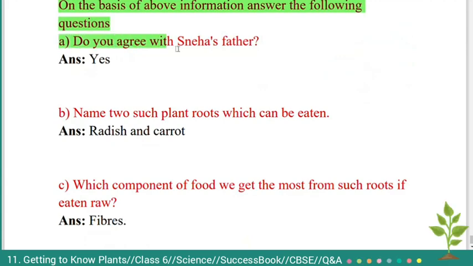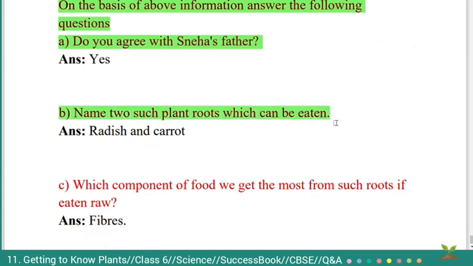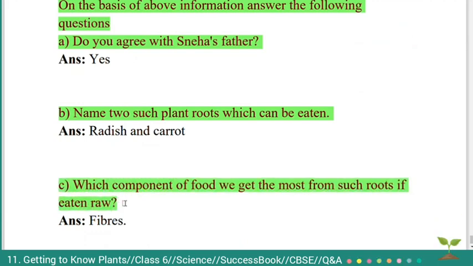First question, do you agree with Sneha's father? Yes. B. Name two such plant roots which can be eaten. Answer. Radish and carrot. Question C. Which component of food do we get the most from such roots if eaten raw? Answer. Fibers. Fibers are the food component we get from the roots if eaten raw.